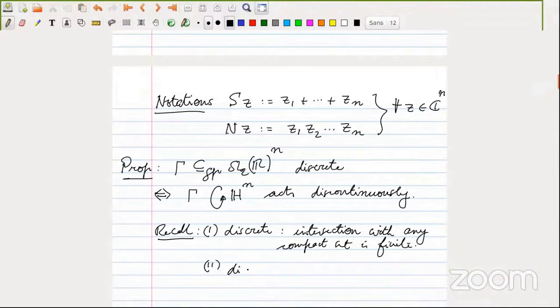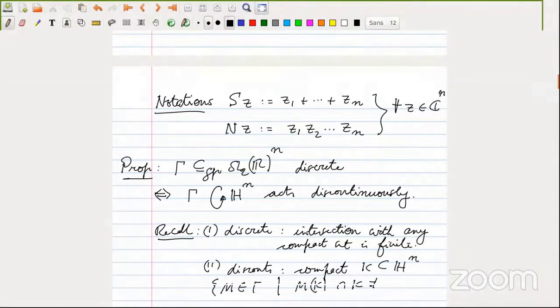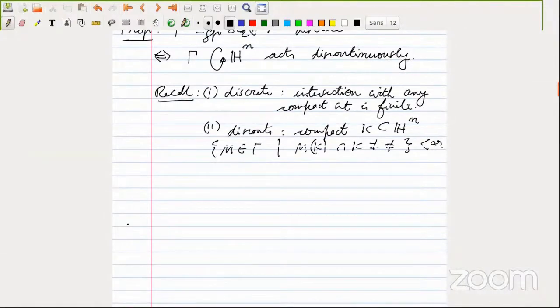And then discontinuous action means that if I have a compact set K inside H to the power N, then all those M in gamma such that MK intersection with K is non-empty, this is finite. This is what a discontinuous action is.